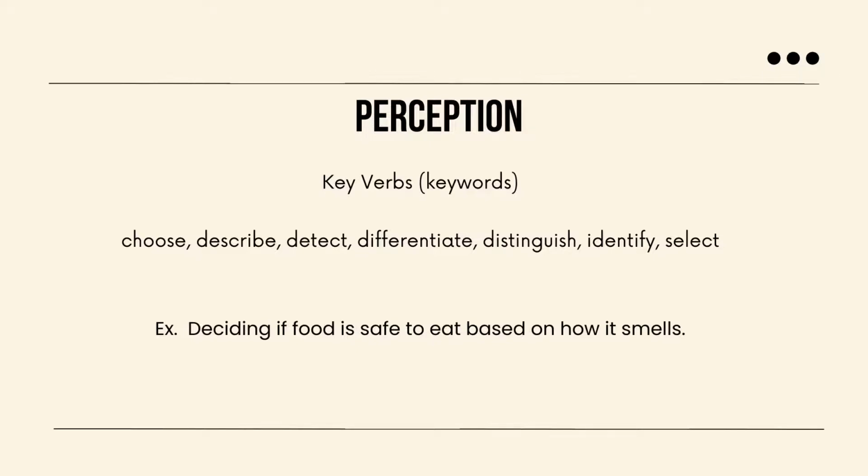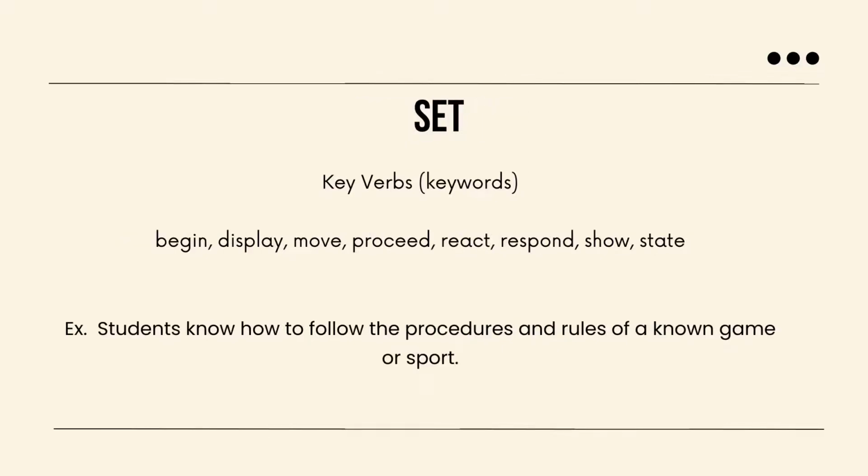It is the most basic level of being able to process information through the things we see, hear, smell, and respond accordingly. For example, deciding food is safe to eat based on how it smells. We can use these behavioral verbs in constructing our learning outcomes, such as choose, describe, detect, differentiate, distinguish, identify, and select. The next level is set.